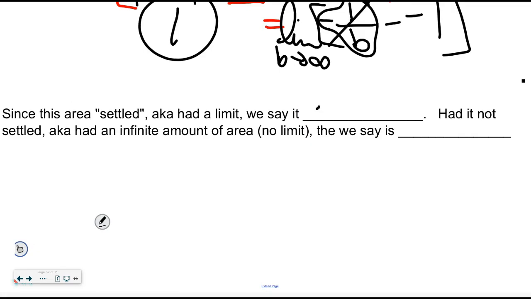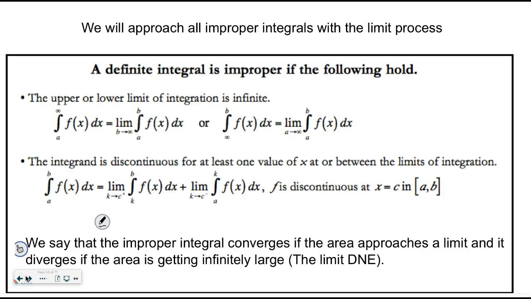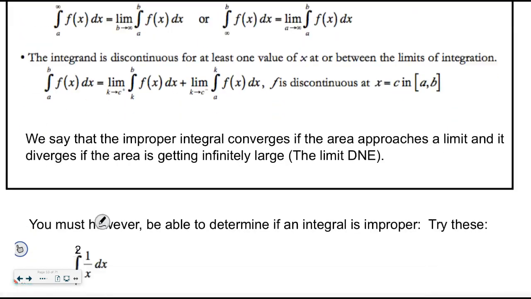Since this settled, we'd say it converged. And if it didn't, like if I work that out, which I'm going to do in a little bit, that's infinity, we would say it's divergent or it diverges. All right, so this is what I already told you. I just have it typed up nice.